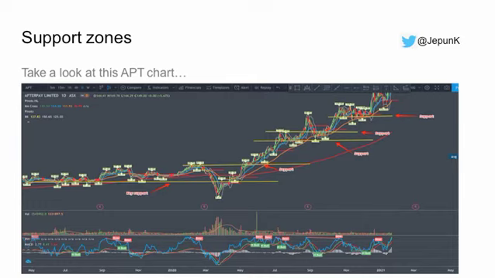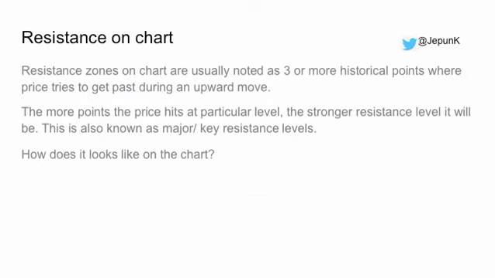So you can actually see the support zones right there. When it was coming there, buyers would come in and take it right up. It will consolidate around certain prices. Buyers will come again when it gets to support, and they'll take it right back up. So that's the support level there when the buyers were coming in. And then the resistance on the chart.